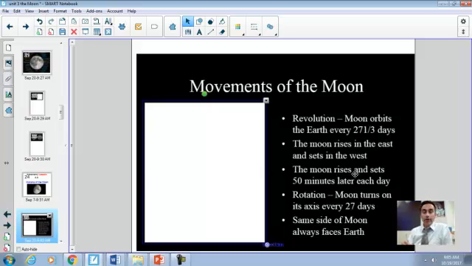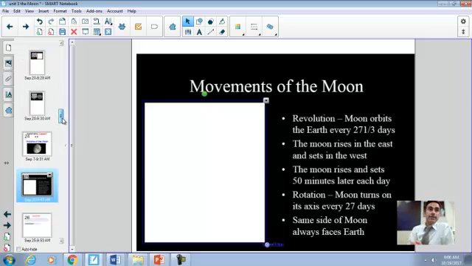So after your full moon, when you would have a waning gibbous, and then later a last quarter, and then a waning crescent, it's later and later in the evening, or depending on how you look at it, early in the morning. Rotation, so this is the moon rotating on its axis. And another cool feature that we'll discuss in a little bit is the same side of the moon is always facing the Earth.